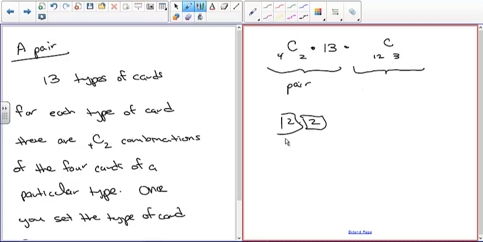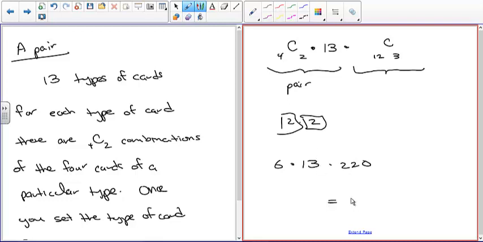So if we did this, I'm going to use my calculator to give me the numbers. If you take 4 things, taking 2 at a time, that's 6. So you take 6 times 13. And then if you take 12 things taken 3 at a time, combination-wise, you get 220. And you multiply those together, and you get 6 times 13 times 220.